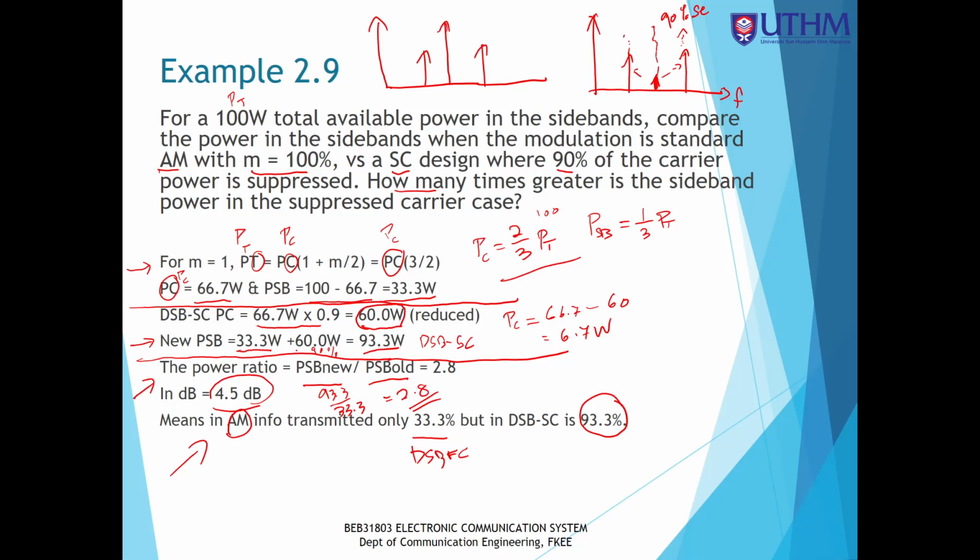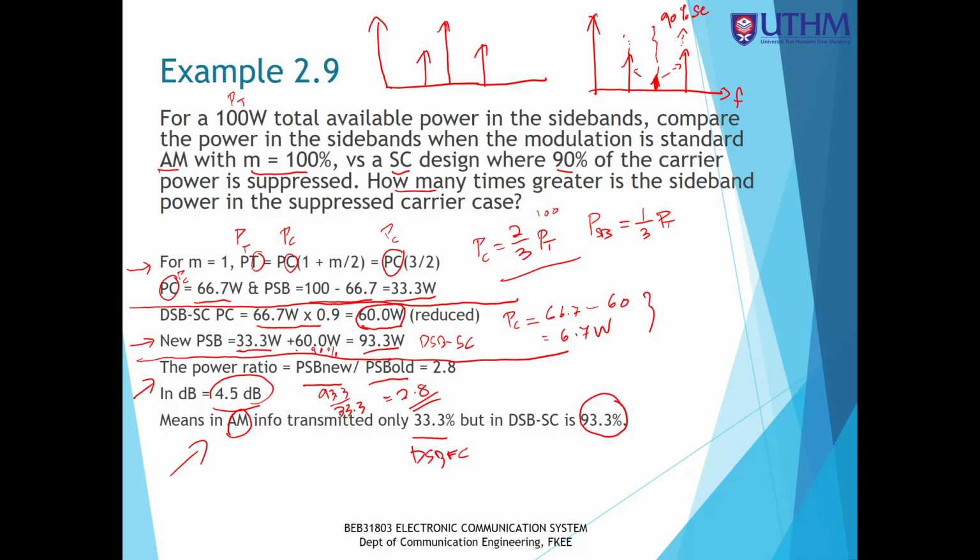Doctor, what is the 67 watt for? Which one? The PC equal to 66.7 minus 6 minus 60 equal to 6.0. This one.